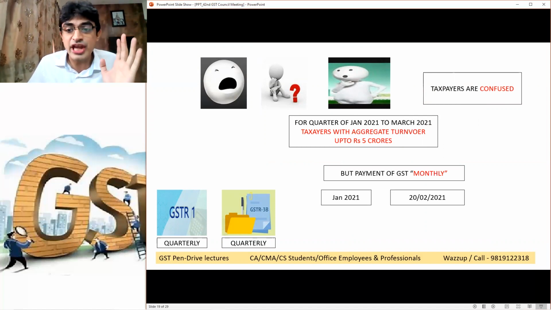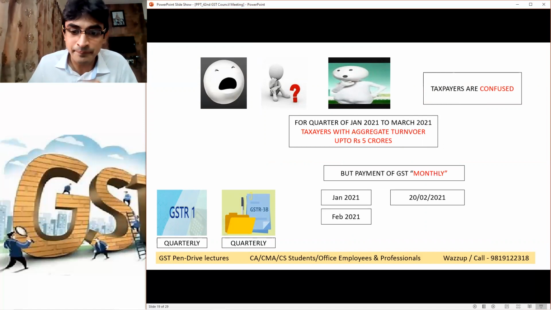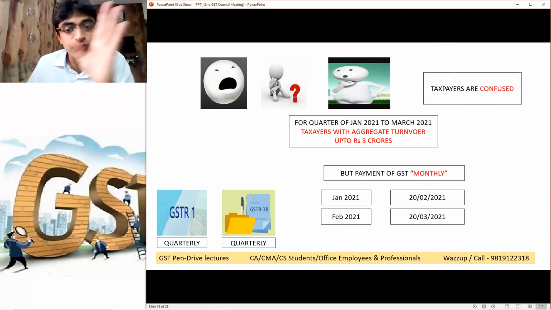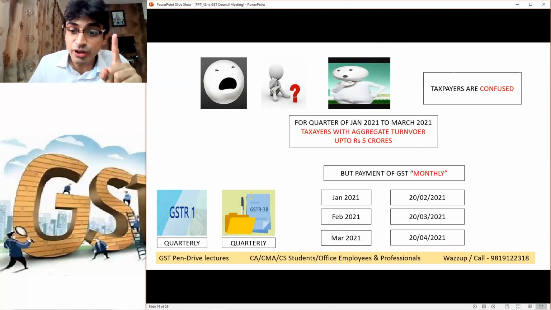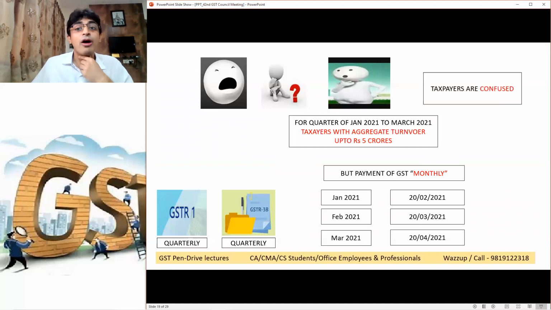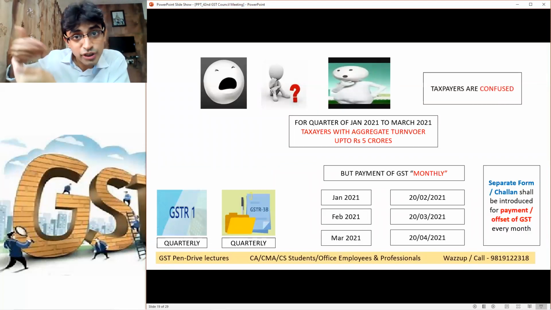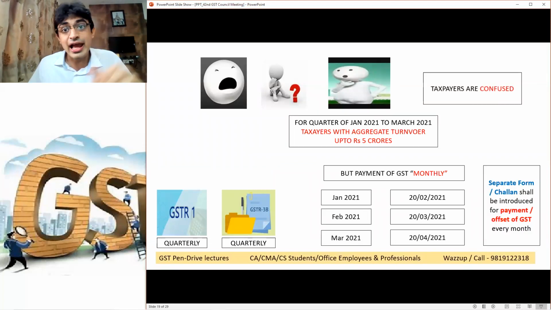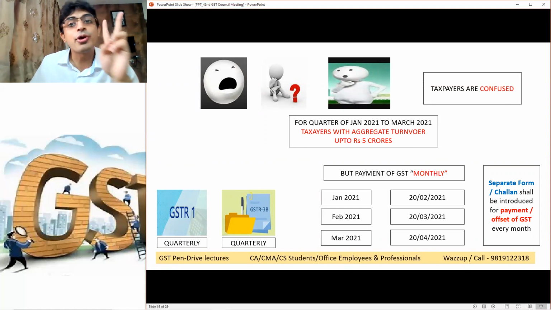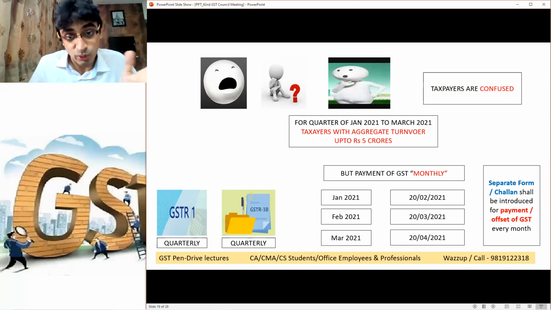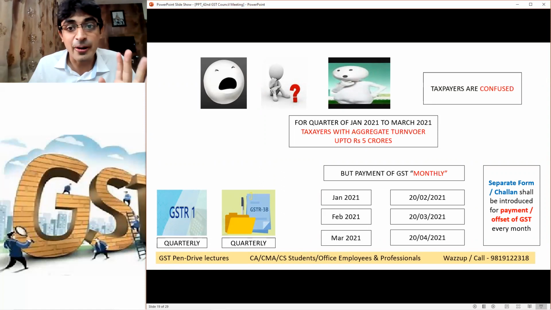So for the month of Jan, I will have to pay by 20th Feb. For the month of Feb, I will have to pay by 20th March. For the month of March, I'll have to pay by 20th of April. There is going to be a new separate form or challan through which you can make the payment and offset your liabilities. Okay, so this is the update which government has made.